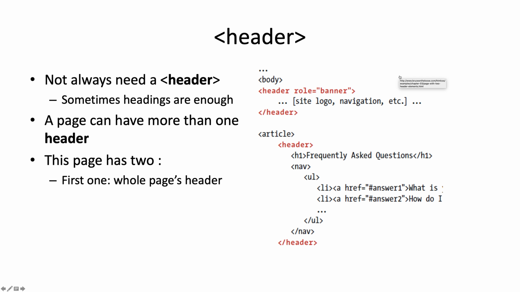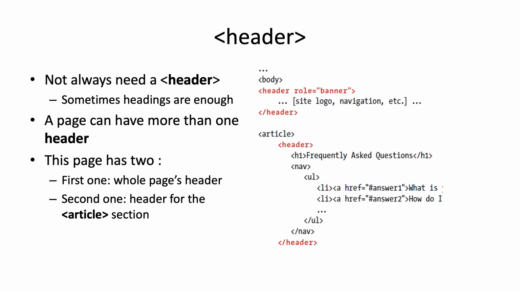Okay, so as I explained before, there are two header elements in this document. The first one is for the entire page, and the second one is for the article. This is similar to what I mentioned before. Each of these structural elements can have its own H1 to H6 level of headings inside. So similarly, they can have a header element of their own as well.